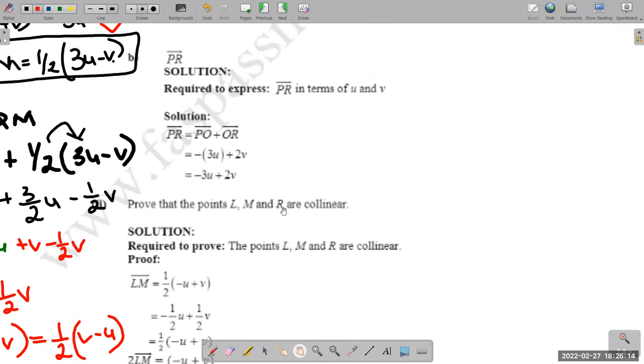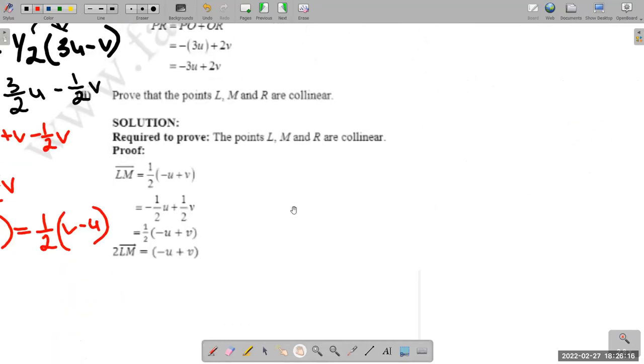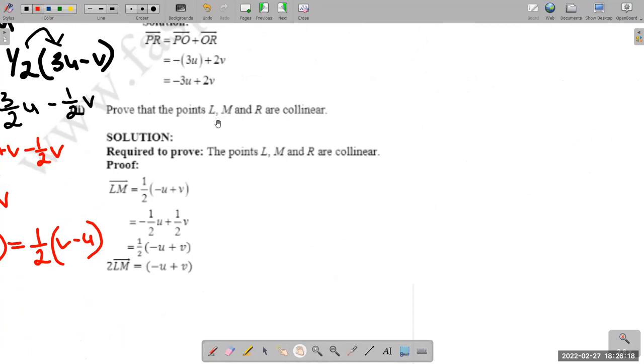All right, so let's look at the last question for this year. It says to prove that these 3 points are collinear. And guess what? It's the same concept as proving that all of them are parallel.